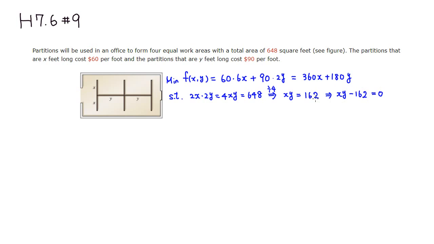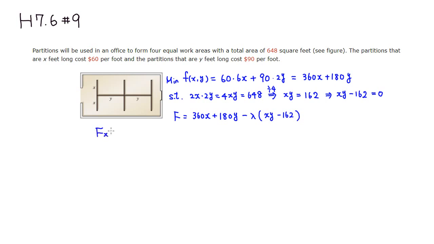So what's capital F? Capital F is going to be f of x, y, which is 360x plus 180y, minus lambda times (xy minus 162).